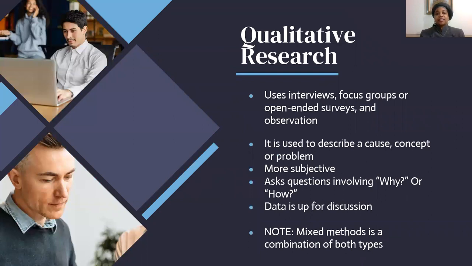Now, qualitative research uses interviews, focus groups, open-ended surveys, and observations. It is used to describe a cause, concept, or a problem. It's more subjective, so it asks questions involving how or why. So why aren't students attending school? Why aren't students passing this class? You might have a group of students, and you're asking questions to figure that out. And the data is up for discussion.